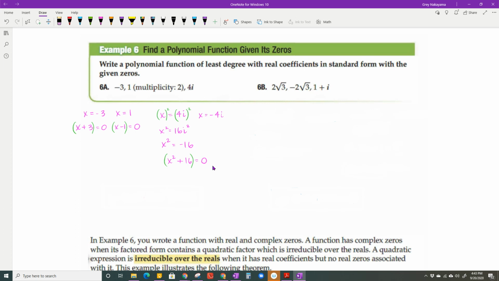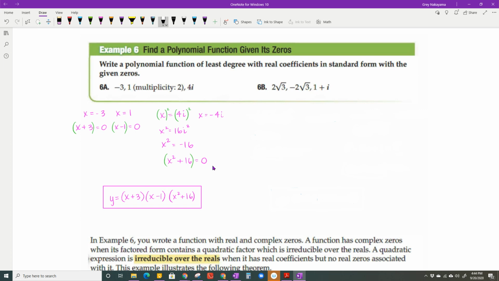So you can write f of x, or you can write y equals, but I'm going to have x plus 3, then I'm going to have x minus 1, and then I'm going to have x squared plus 16. And that is my polynomial. Set it equal to y, or set it equal to f of x.